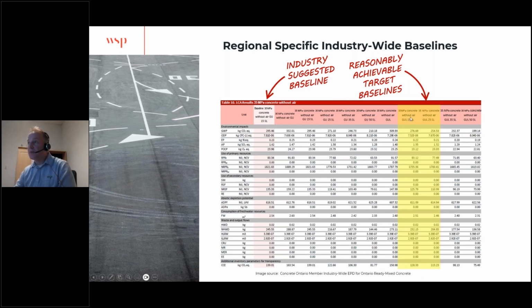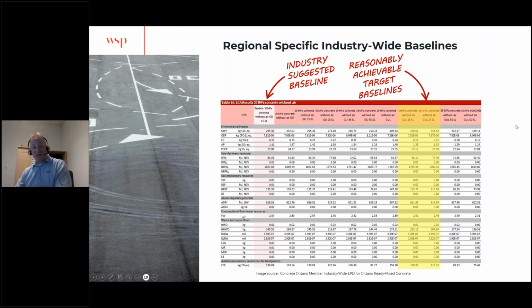This is like the same mix class right here compared to here. You can already see that there's been a reduction of about 20 kgs of CO2 emissions just by the simple switch from Portland cement to Portland limestone cement.